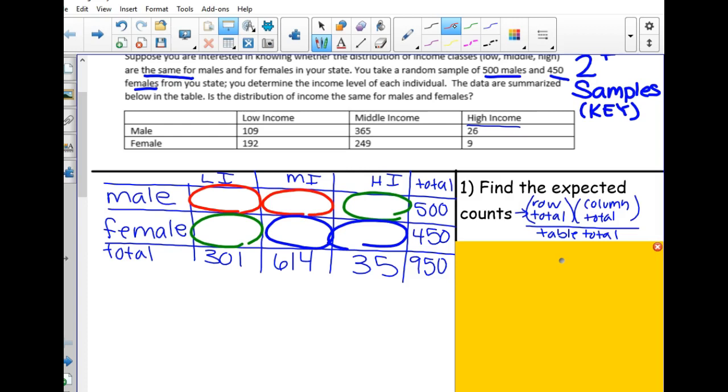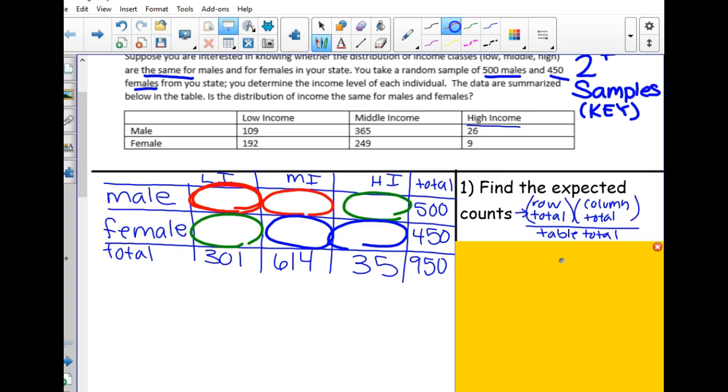I'm getting it by finding the total row, 500, times the total column, and that will give me this entry right here for male. So if you're wondering how people are doing that because you've been gone, the male one is in the row for 500 and in the column for 301. So I multiply those together and I divide by my table total. Okay, let's start getting the answers.